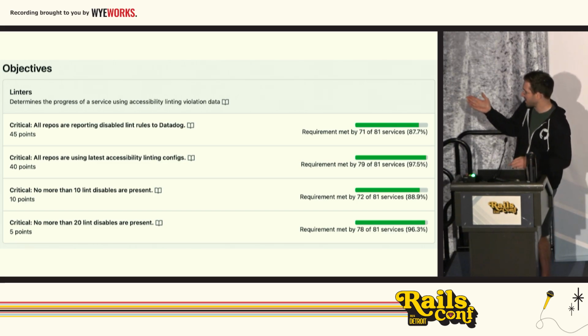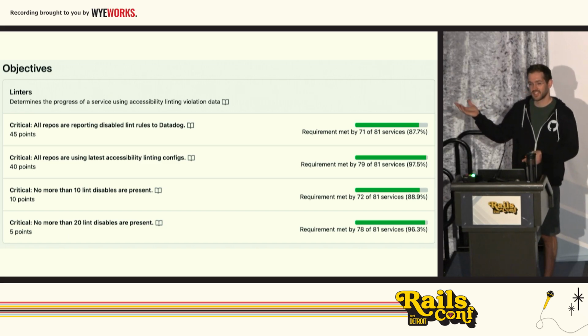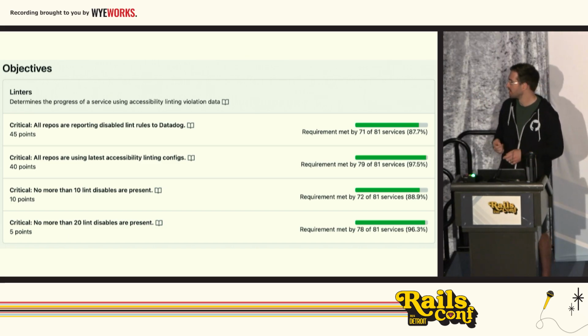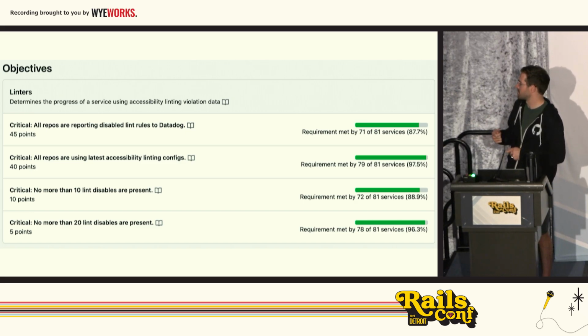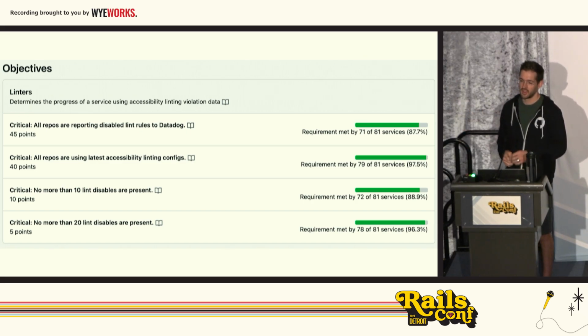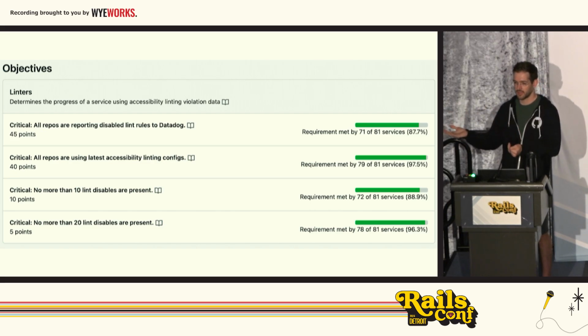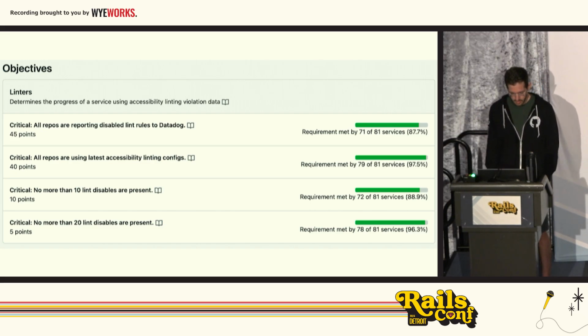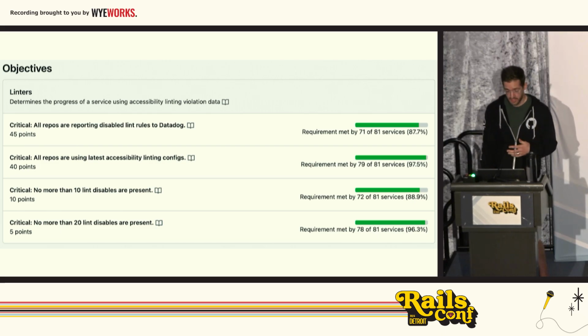So for example, we have a scorecard that enforces that our accessibility linters are being used. And this is our high level view that we can see that, okay, of the 81 services we think should be reporting their disabled lint rules to Datadog, 70 of them are doing that. And that gives us a task to say, okay, we need to go in and make sure that those other 10 services set up their linting correctly. And then we track that participation over time.